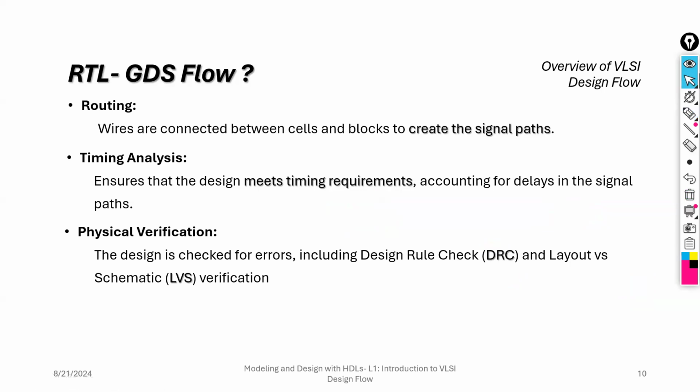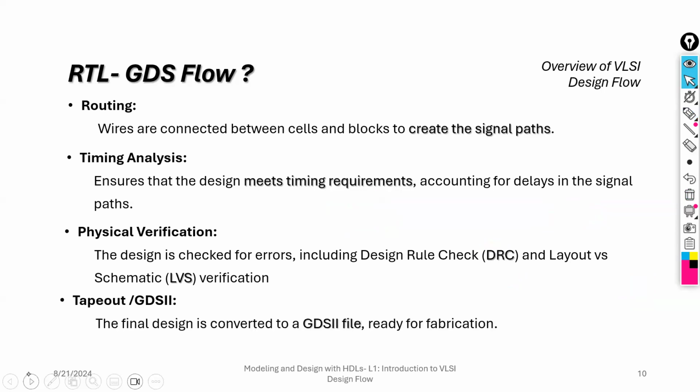The last step in this particular flow is tape out, or GDS2 file creation. GDS is actually a file extension. Like, for example, doc is one extension, and txt is one extension. Like this, .gds is one extension. What does this file consist of? It consists of the layer information.